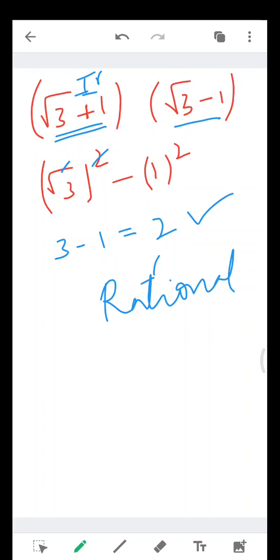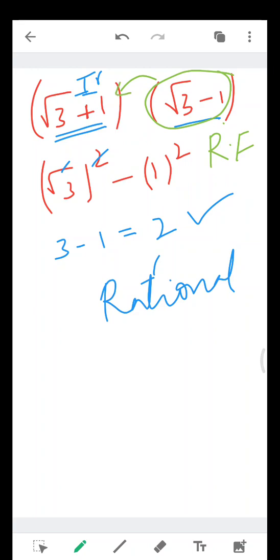Rationalization means converting an irrational number into a rational number by multiplying it with its rationalizing factor. So here this root 3 minus 1 is called the rationalizing factor of root 3 plus 1. What do we call it? This root 3 minus 1 is called the rationalizing factor, RF, of root 3 plus 1.